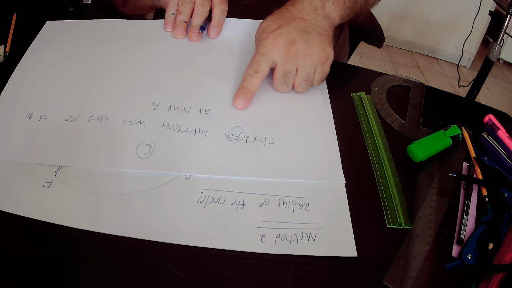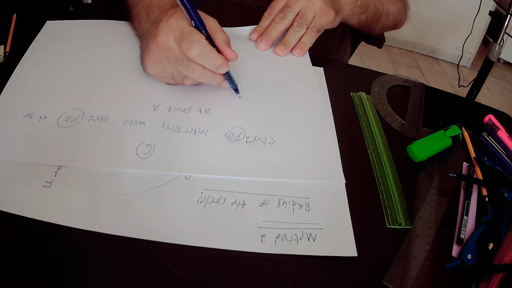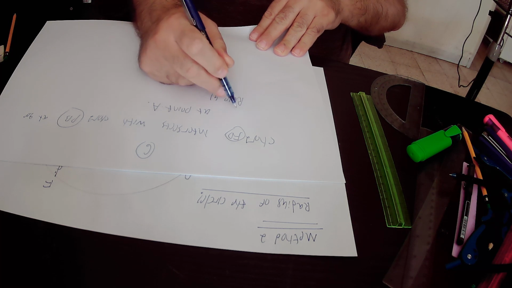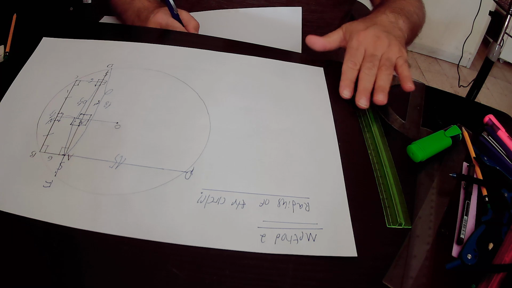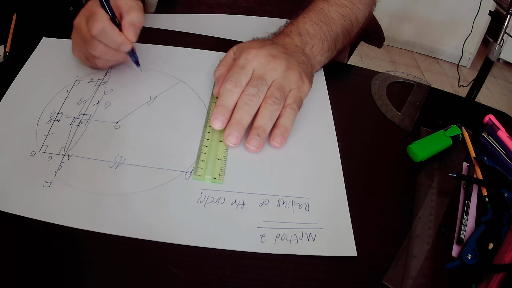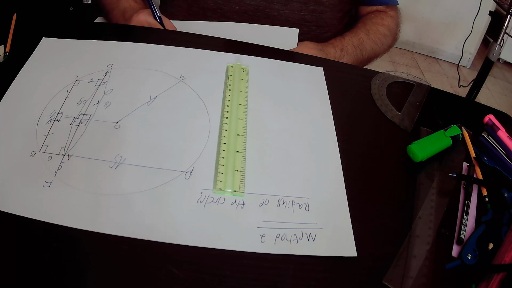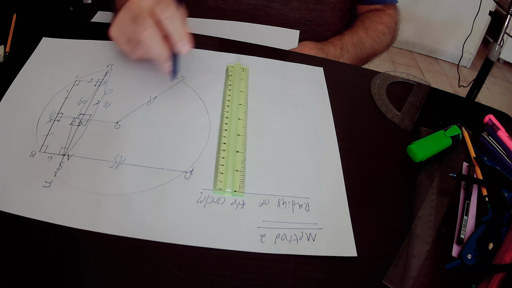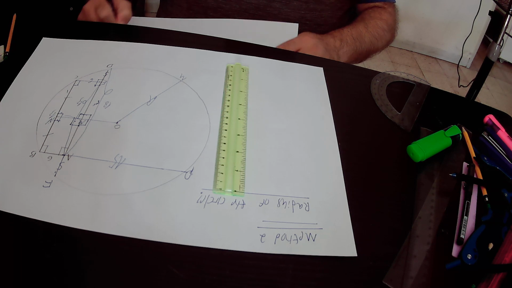Repeat again, chord FD intersects with chord PB at 90 degrees at point A. Therefore, according to rule number 4, we get that 4R squared, where capital R is the radius of the circle, equals FA squared plus AD squared plus PA squared plus AB squared.